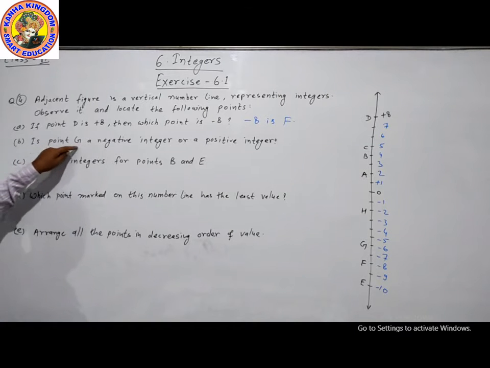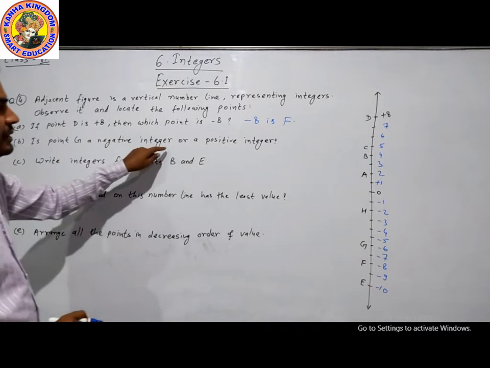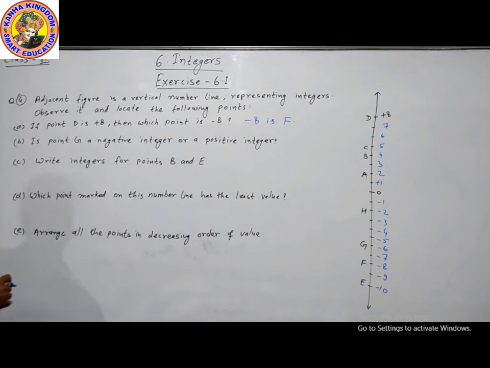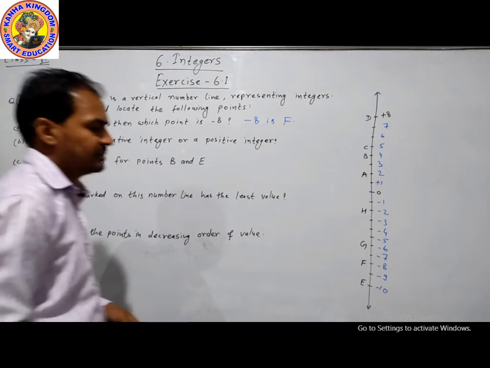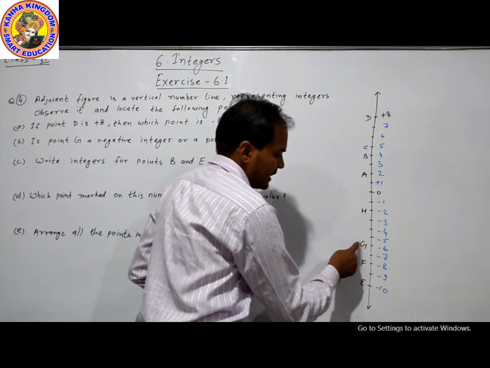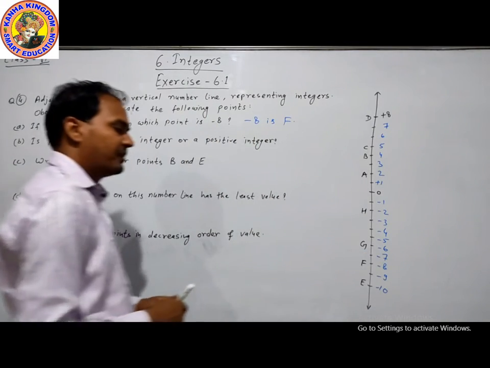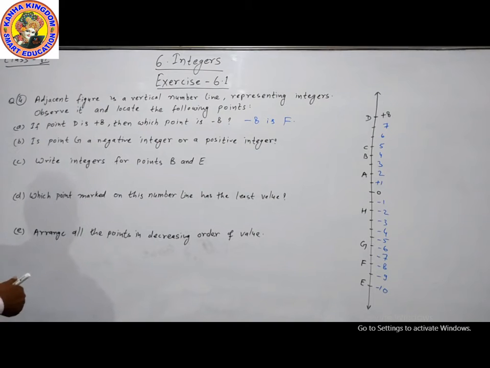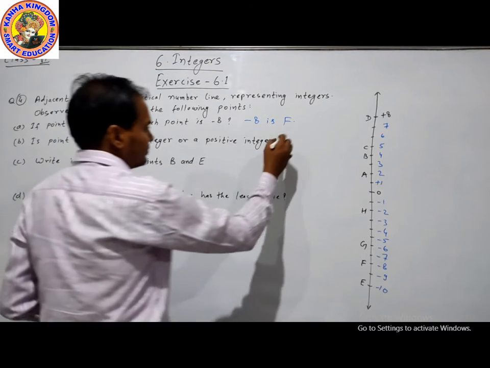Is the point G a negative integer or a positive integer? G is which integer, positive or negative? Here is G with negative 6. So G is a negative integer.